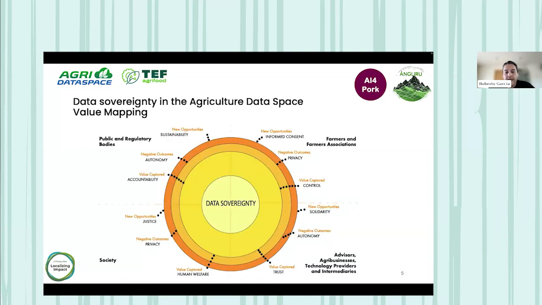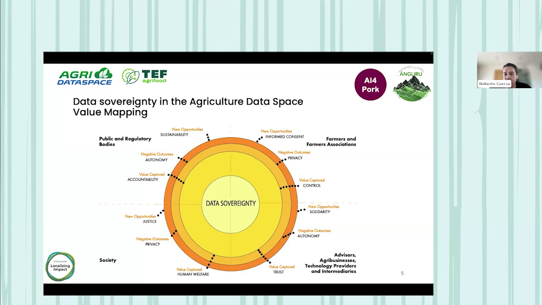We have also analyzed what might be the impact of data sovereignty from the point of view of the values, from an ethical standpoint, for different kinds of stakeholders in data sharing in agriculture, starting from farmers and farmers associations, but also taking into account advisors, agribusinesses, technology providers, intermediaries, also public and regulatory bodies, and the society as a whole. The impact that data sovereignty might have: the value capture is the first thing that is provided by guaranteeing data sovereignty to these stakeholders.